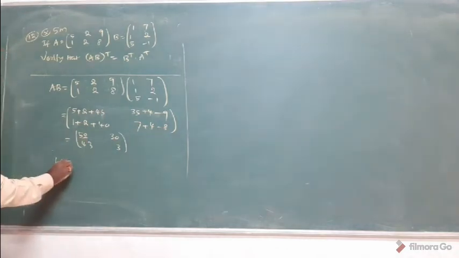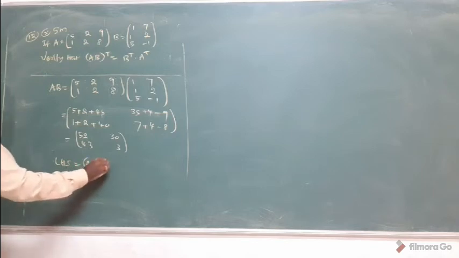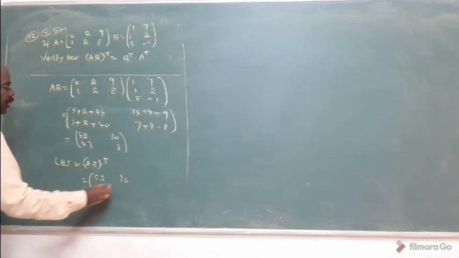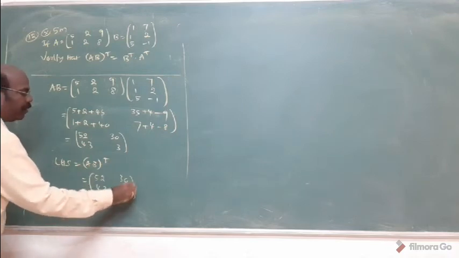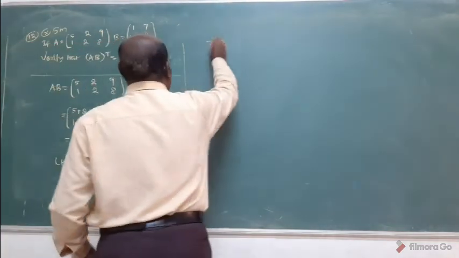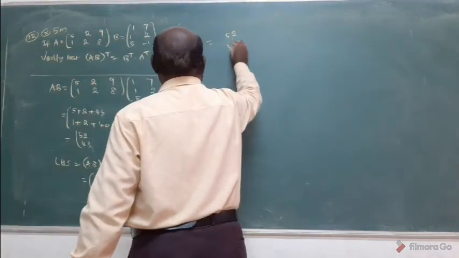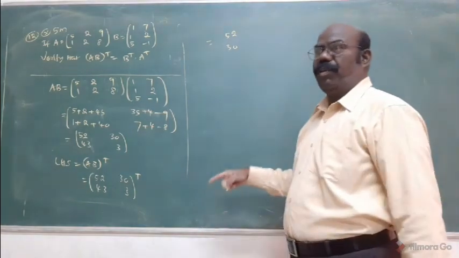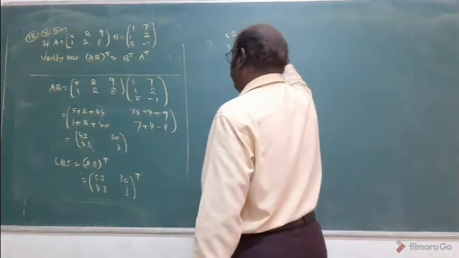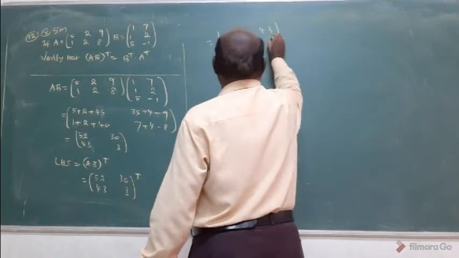Now let us take AB power T. AB is 52, 30, 43, 3, power T. What I told you: power T represents first row becoming first column. Am I right? The first row 52, 30 becomes the first column, and 43, 3 becomes the second column. This is the first answer.